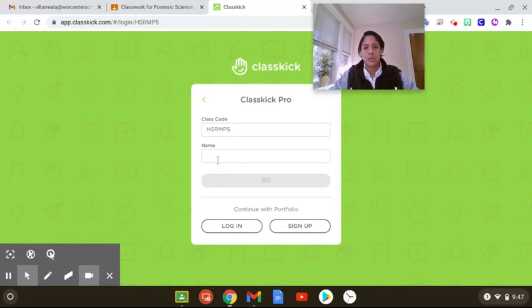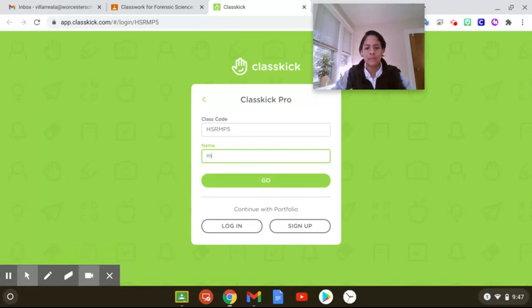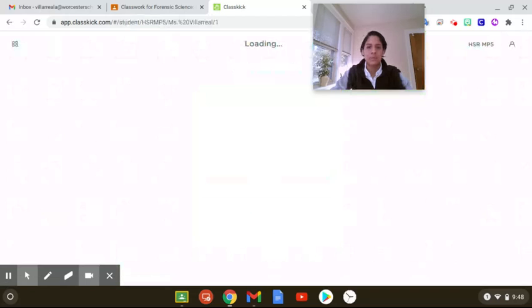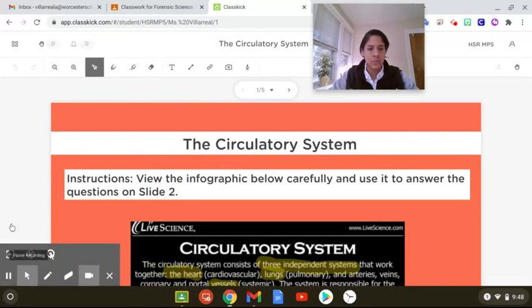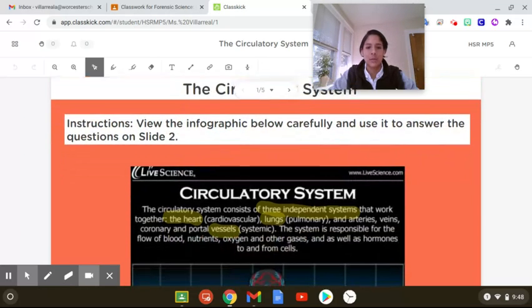When the page is loaded, you're just going to want to type your name. Okay, and it's going to go ahead and load the assignment here. So I'm going to read through the instructions and then we can look at some of the questions, but most of the questions are going to be for you to answer by yourself.